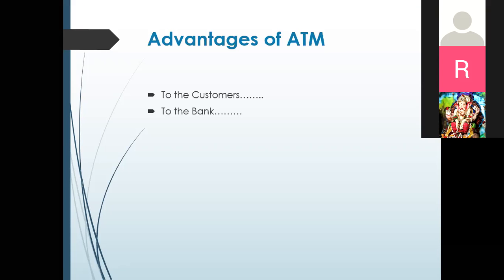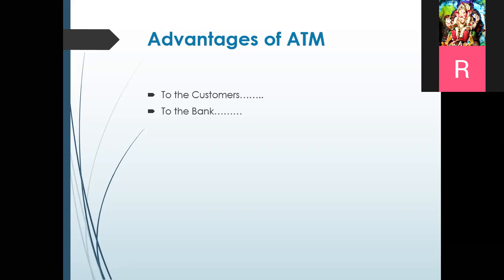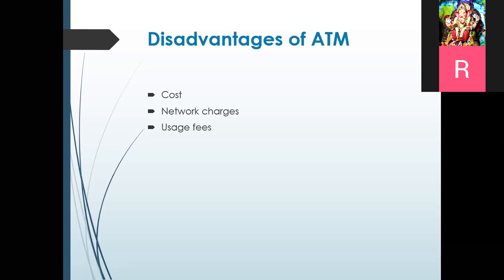Basically, overcrowding can be avoided using ATMs, right? Overcrowding in the branches can be avoided. Then the resources can be properly utilized. Then banks can go in for diversification because of less workload of cash withdrawals and cash payments. So these are the advantages of ATM. Then there are disadvantages also, like cost. There are network charges or usage fees.